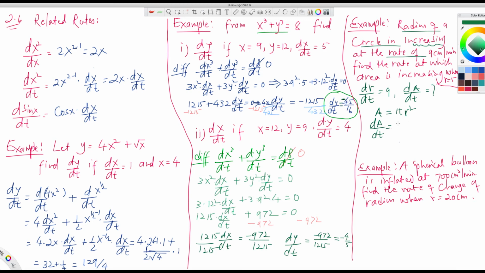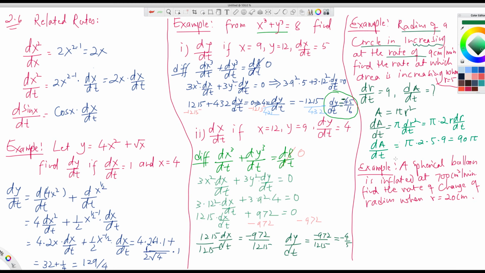So dA over dt equals pi times d(r squared) over dt, which is the same as pi times 2r. The derivative of r squared is 2r, but they don't match, so you need dr over dt as well. Now therefore dA over dt equals pi, 2 is there. What is r? r is 5 and dr over dt is 9, right? What do you get? 9 times 5 is 45, times 2 is 90 pi, right? 90 pi. That is the answer.